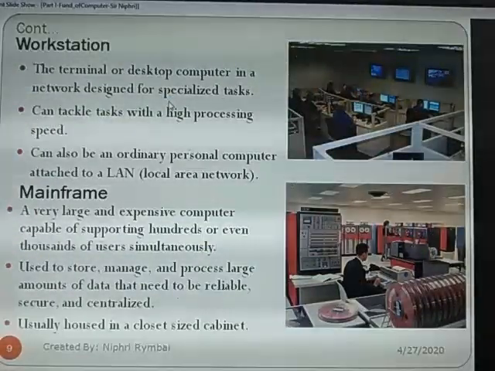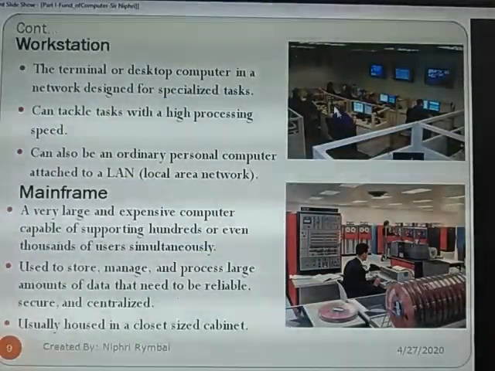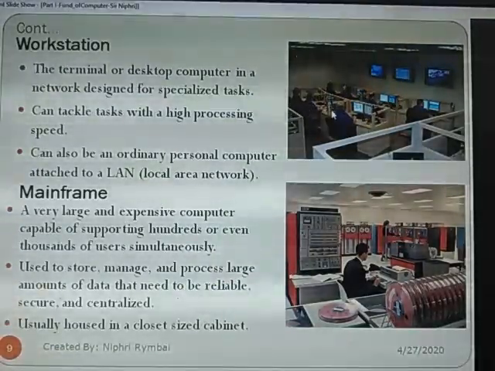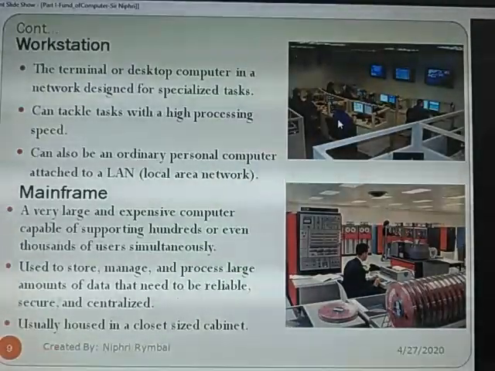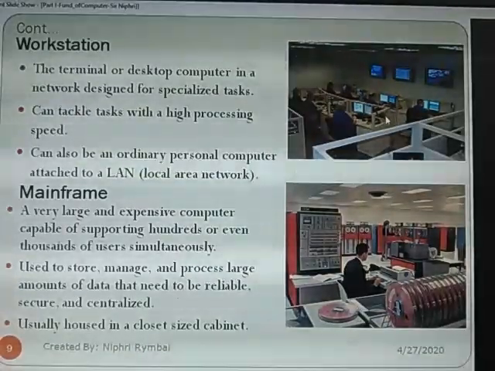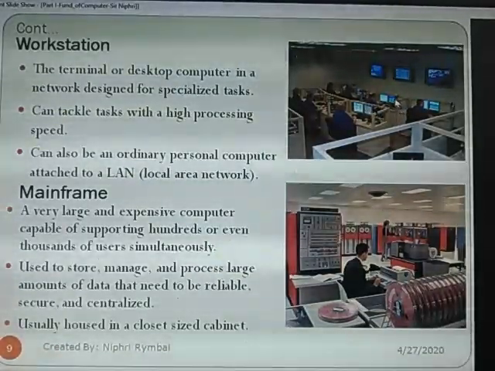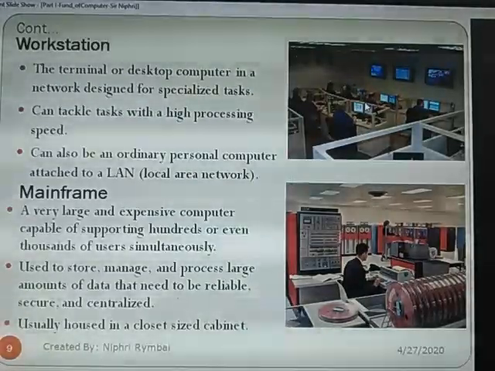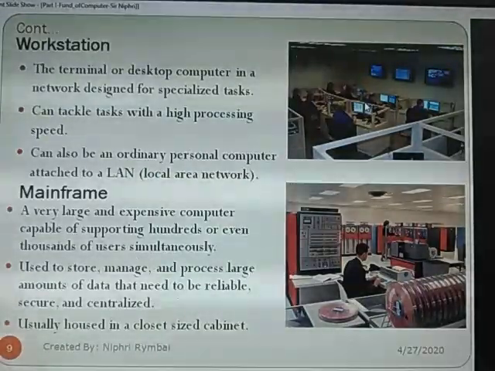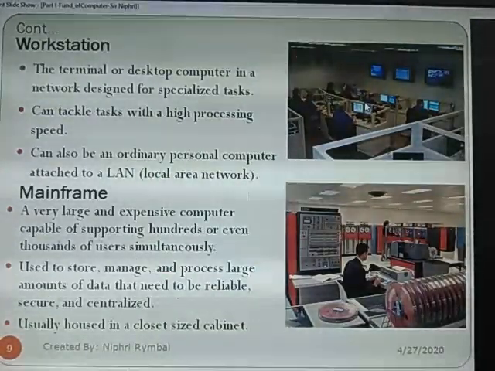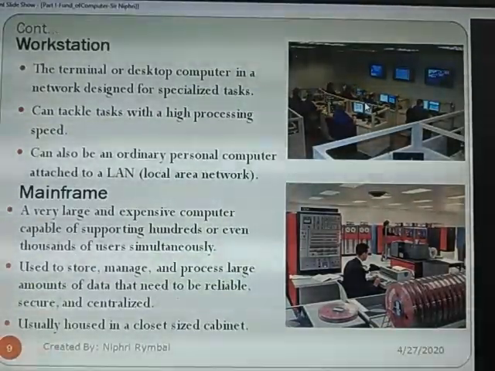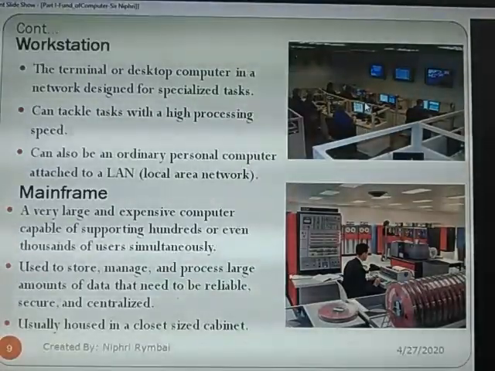Then next is the workstation. Here you can have a look at this diagram, in which these employees are working for a particular organization to perform a particular task. Their computers, or their PCs, are connected in a network. Once the computers have been connected in a network, their processing power and their capability to share data and information is high as compared to the first type of computer, the microcomputer.